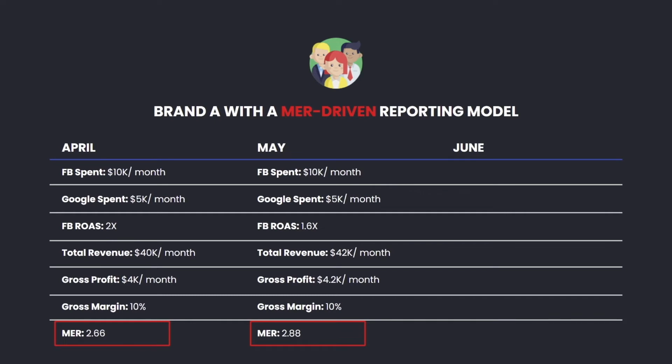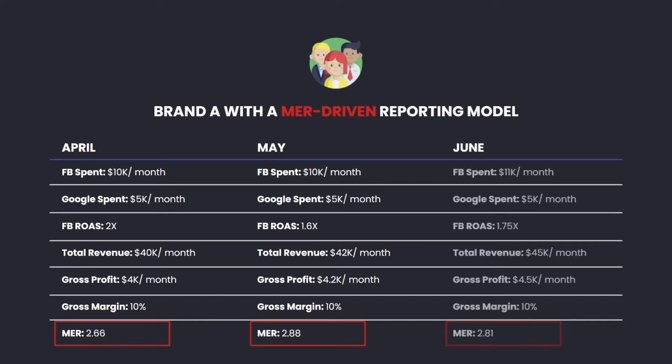Due to the increase in total marketing efficiency and gross profit, they decide to increase the Facebook budget slightly from $10,000 to $11,000 instead of decreasing it to $7,000. In June, therefore, revenues increased from $42,000 to $45,000, an increase of 9% in month-over-month revenue. At the same time, ROAS increases from 1.6 to 1.75. Note that although there's an increase in ROAS, this increase is not as high as for scenario A. As for the MER, it stayed the same at 2.8x.